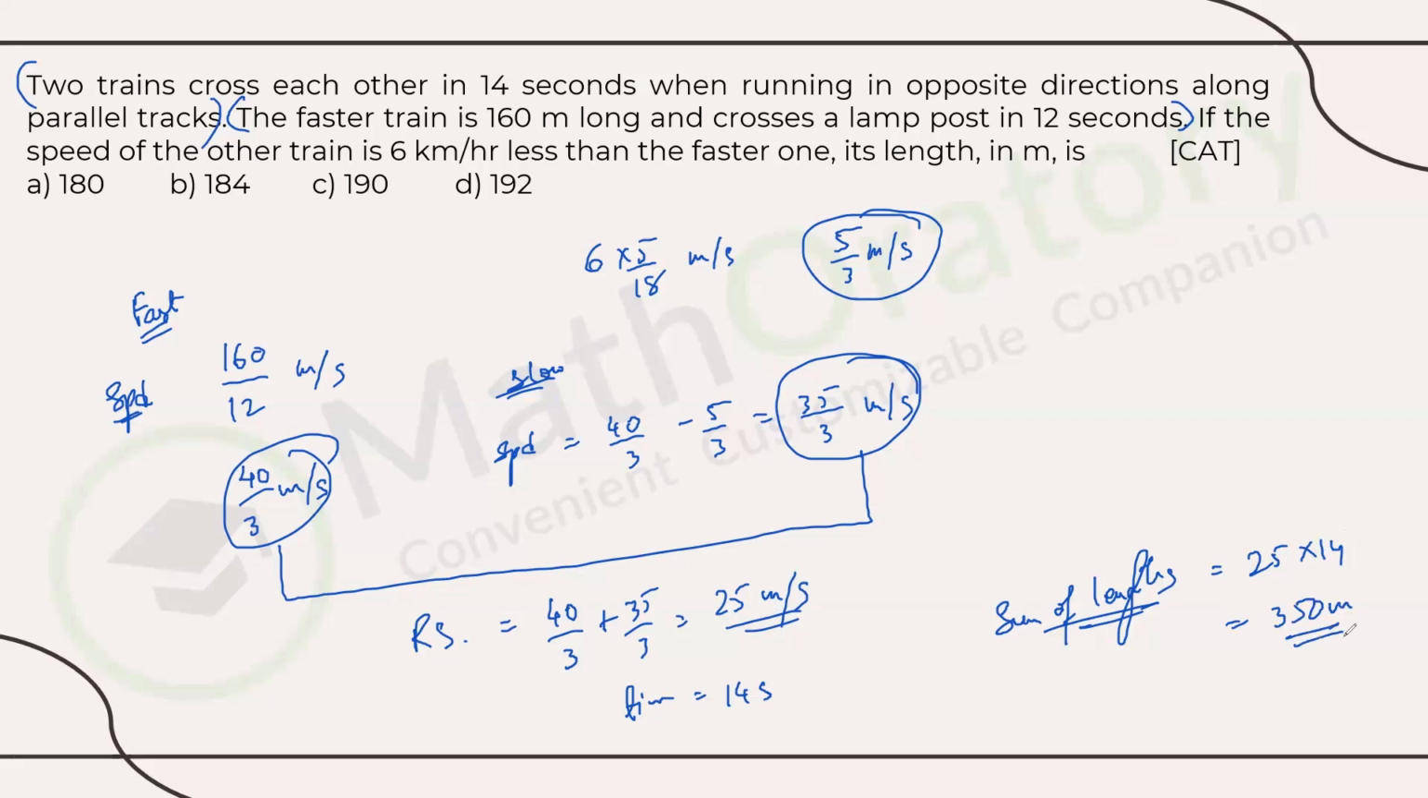Correct. So if the faster train is 160 meters in length, the other train should have how much to get a total of 350? This should be 190. Simple. So as soon as we get the mapping done in our mind, the rest is plugging in the data and getting the answer. The process is important to identify. If you're aware of the process in terms of the basic ideas, we can solve any kind of question like this.